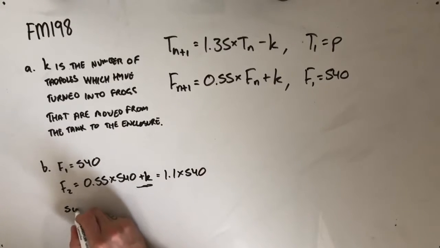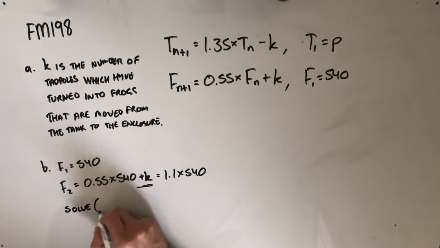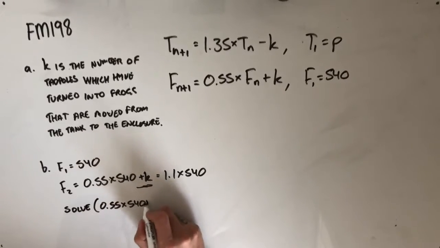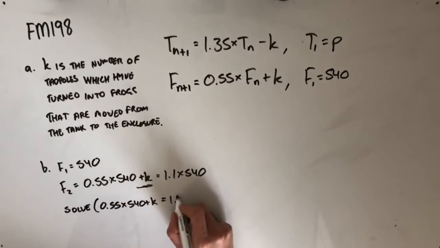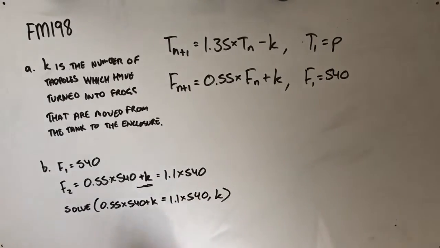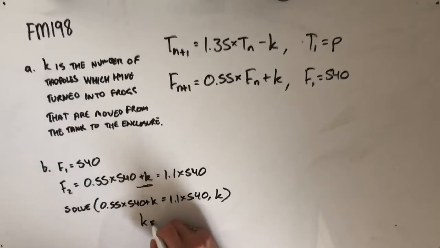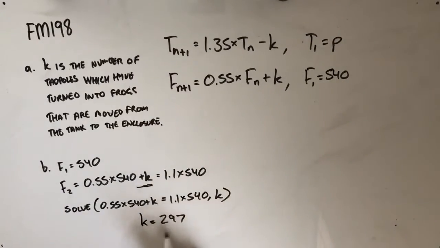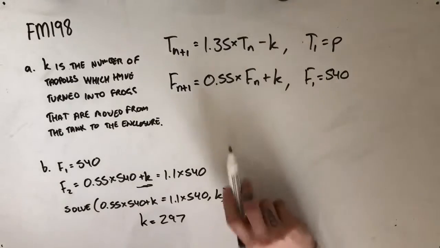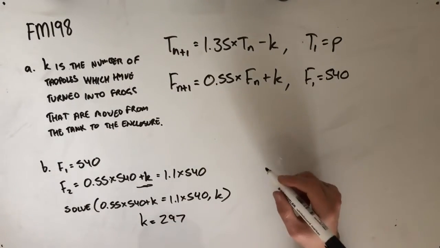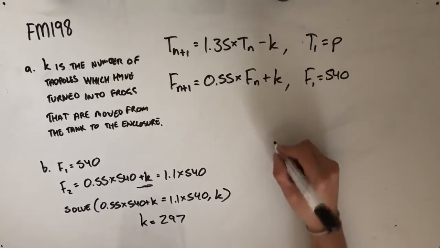Plugging this equation into solve, 0.55 times 540 plus k equals 1.1 times 540. Solve for k. We should get an answer that says k is equal to 297. So now we have a value for k that we can use in our tadpoles equation to help us find that value of P. So what do we know about our tadpoles?